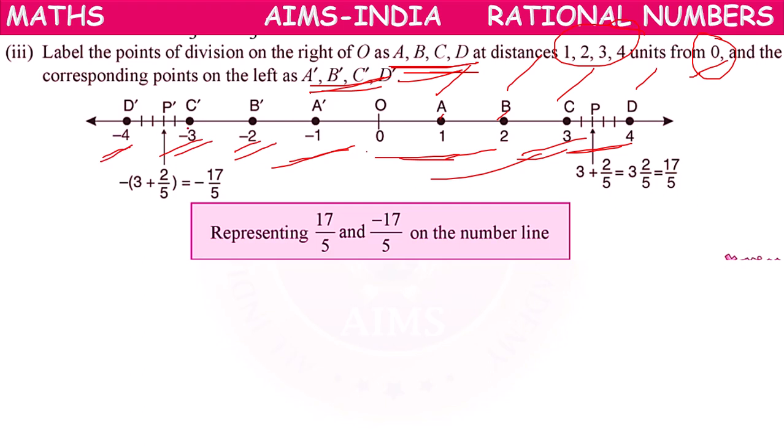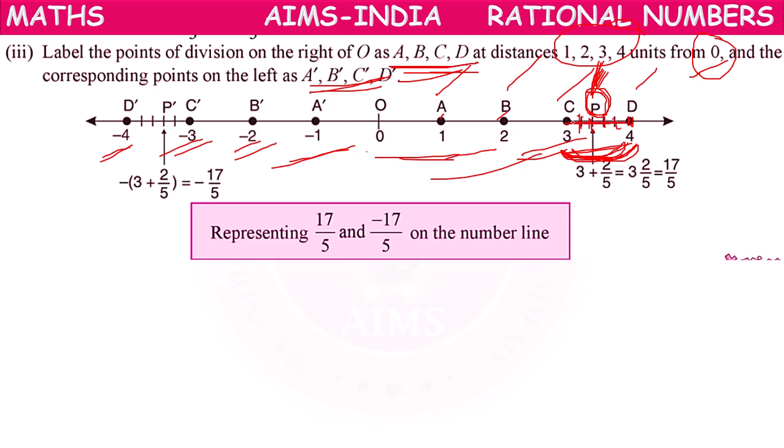Now, we are taking a point P. We have to check the value of P here. So what is P here? The distance between C and D. This unit distance is divided into parts: 1 part, second part, third part, fourth part, fifth part.